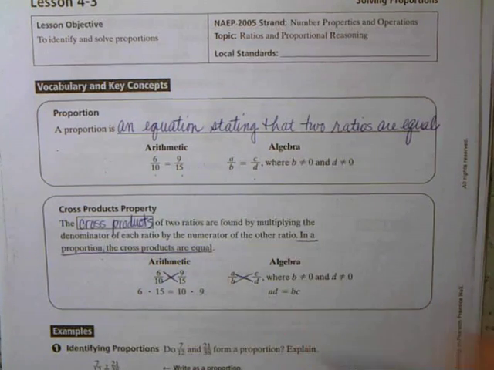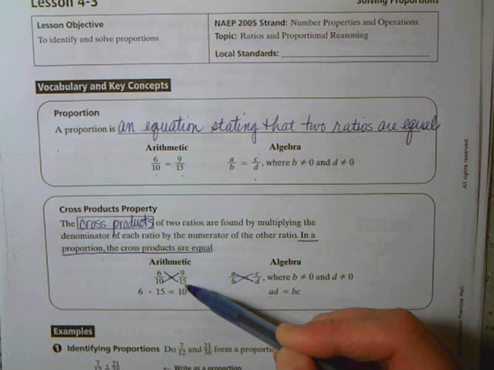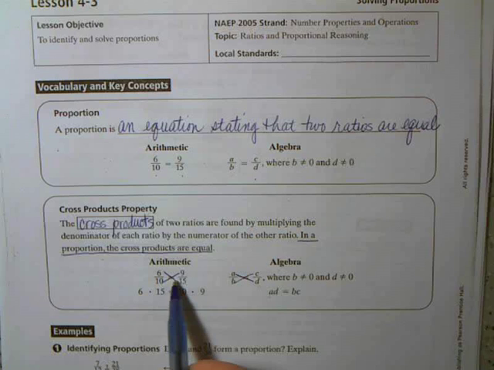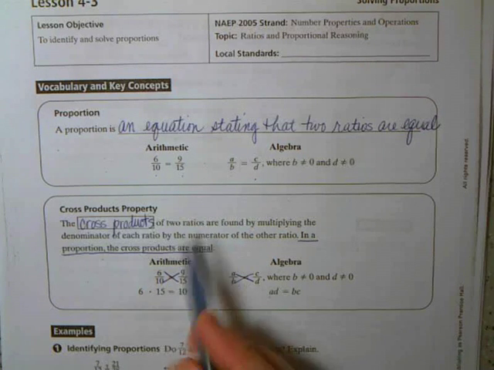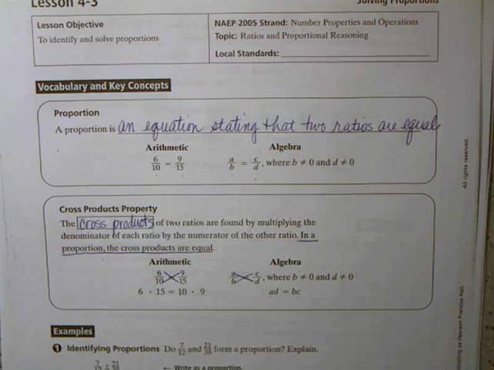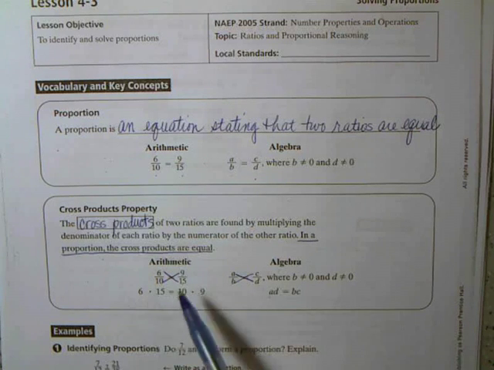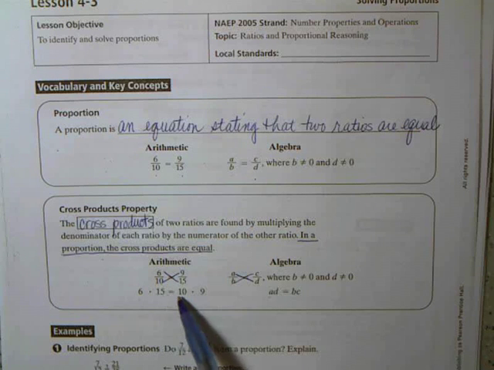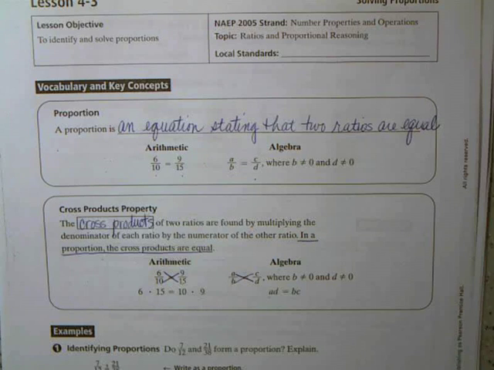So I'm going back to the numbers that I had there. 6/10 equals 9/15. Some kids like to connect them, and when you connect the numerator and the opposite denominators, they make a cross in between, hence the term cross products, at least in my estimation. So 6 times 15 equals 10 times 9. 6 times 15 is 90, 10 times 9 is 90. So we do have a proportion here.